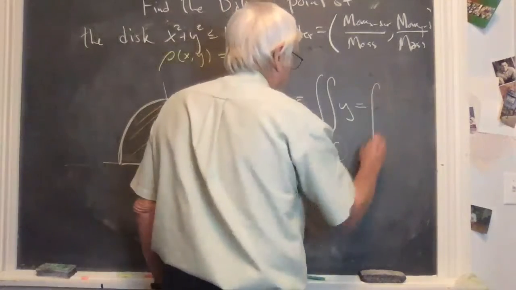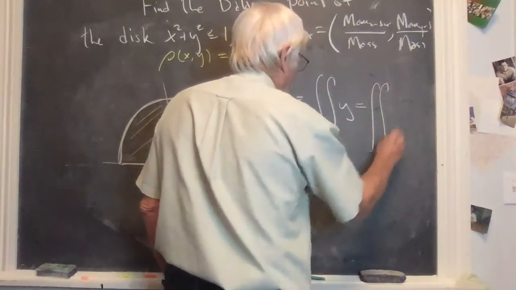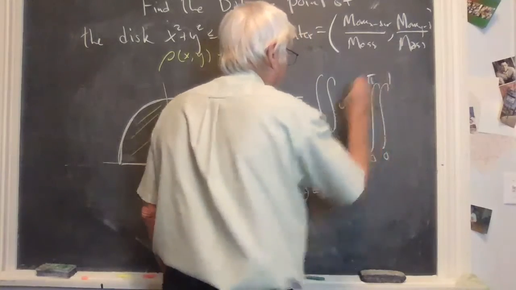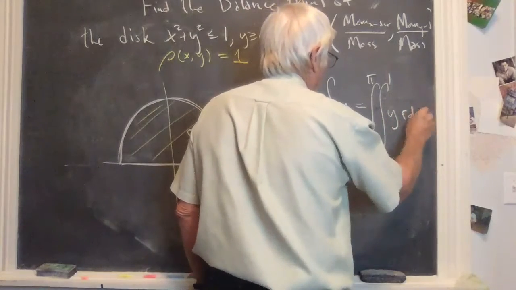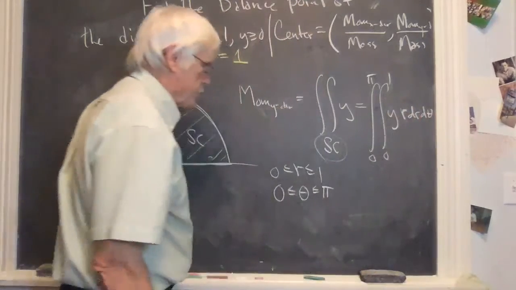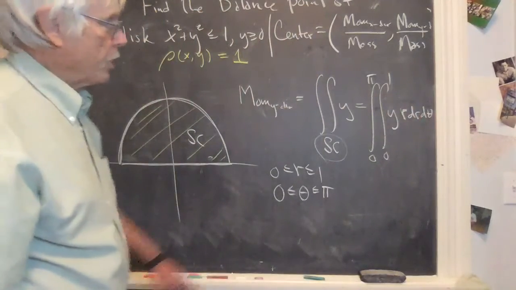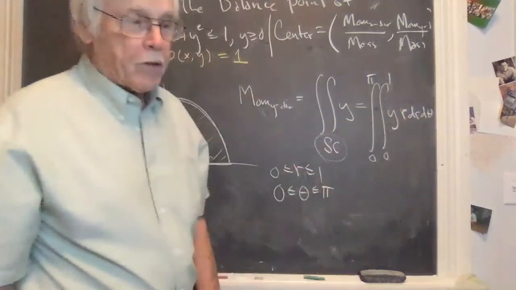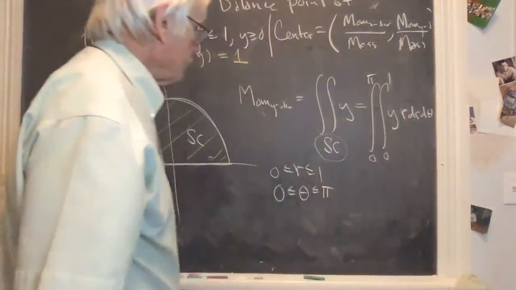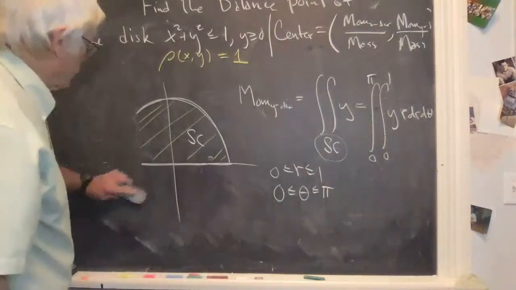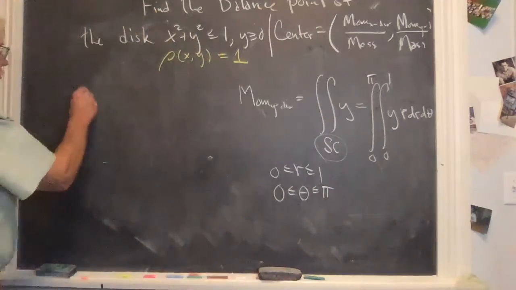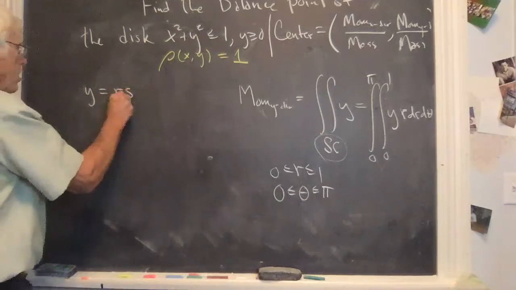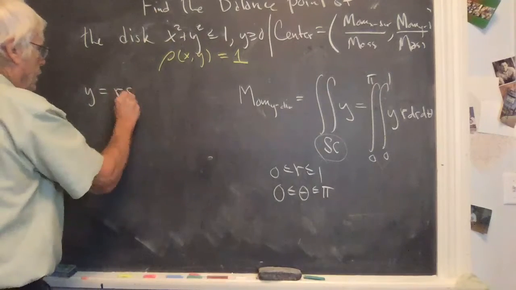So this is equal to the integral. R will go between 0 and 1. Theta 0 to pi. We'll have y. We'll have an r dr d theta. The r is the expansion contraction factor due to the change of variables, the polar change of variables. We already computed this, the determinant of the derivative. Okay, so I'm going to erase my picture. Let's compute, see what we get. So in polar coordinates, y is equal to r sine theta.